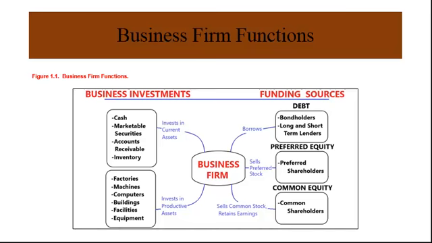Some examples of current assets are cash, marketable securities, accounts receivable, and inventory. And some examples of long-term assets, or property, plant, and equipment, are factories, machines, computers, buildings, facilities, or equipment.